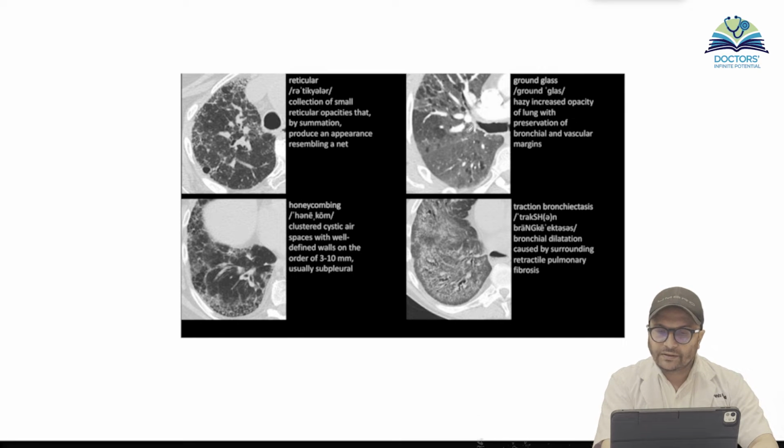And this is ground glass opacity, increased areas of attenuation with preserved bronchovascular marking. This haziness of lung is due to ground glass opacity. And traction bronchiectasis is bronchial dilatation caused by surrounding pulmonary fibrosis. So this is traction bronchiectasis with severe surrounding pulmonary fibrosis.